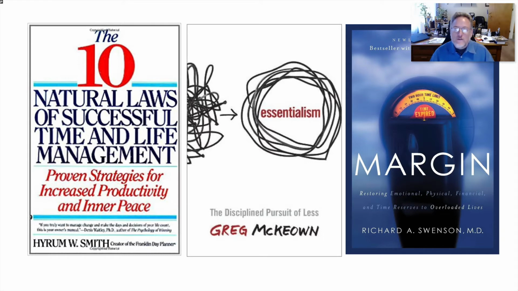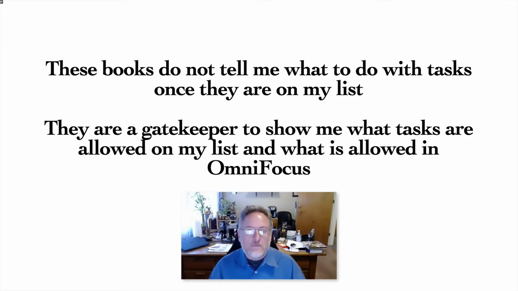Trying to squeeze a 5-minute task into a 4-minute slot doesn't always work, especially with technology, because you can't always get what you're doing in the right spot. And so these 3 books don't tell me what to do with the tasks that are on the list. They're a gatekeeper to show me what tasks are allowed on my list and what's allowed in OmniFocus. And if I know beforehand what is allowed in OmniFocus, then OmniFocus becomes a trusted system where I know what's in there is real. I know what's in there is something I've got to do.